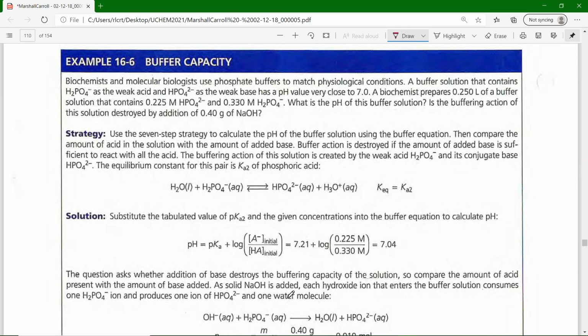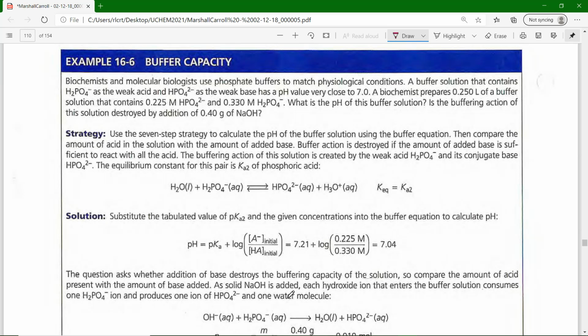So, let's try example 16.6. Biochemists and molecular biologists use phosphate buffers to match physiological conditions. A buffer solution that contains sodium dihydrogen phosphate, so just the anion we look at, right? We don't care about the sodium. H2PO4- is the weak acid, and HPO4 2- is the weak base, the conjugate base of H2PO4-. The pH is close to 7, okay?